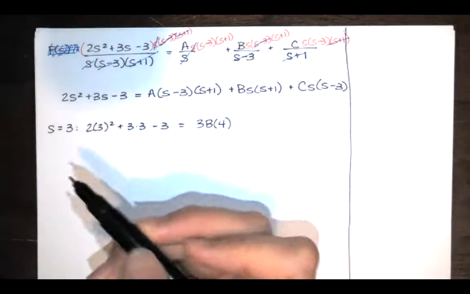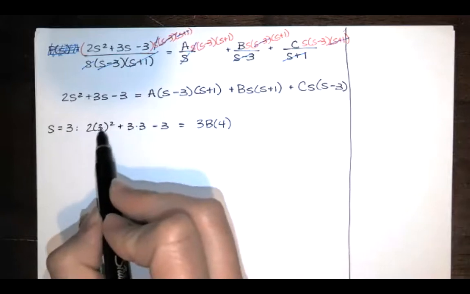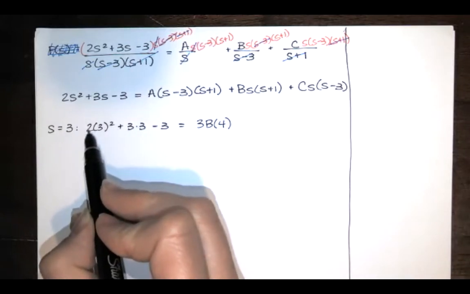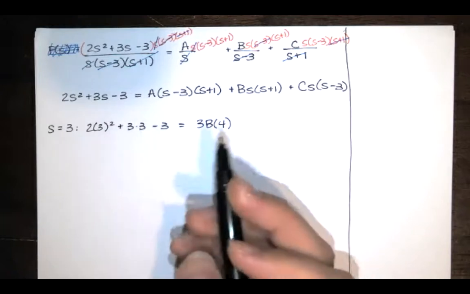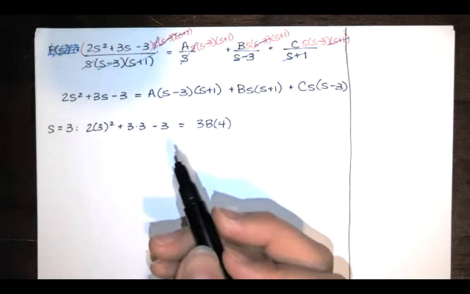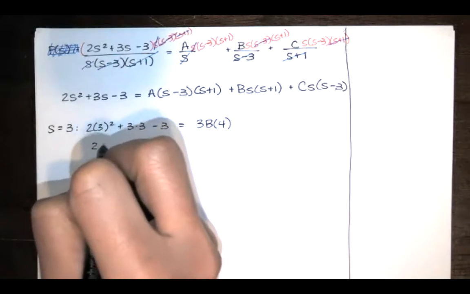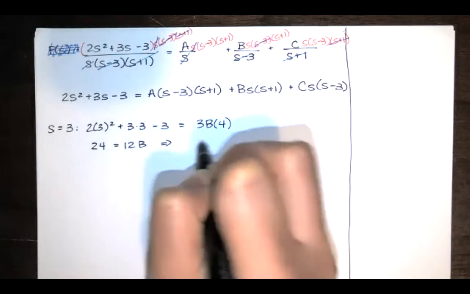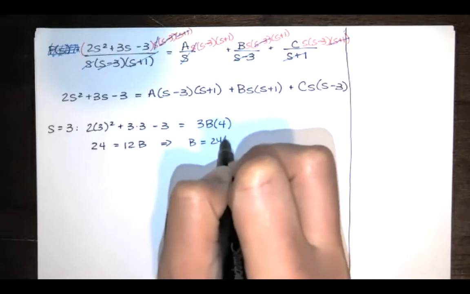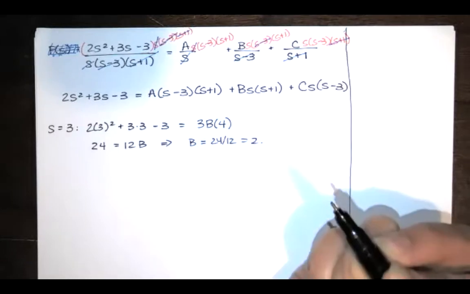So we'll do a little bit of arithmetic. This is 9 times 2, which is 18. And that's another 9. So we have 18 plus 9 is 27. And 27 minus 3 is 24. And that's equal to 12b. So b is 24 divided by 12, or 2.